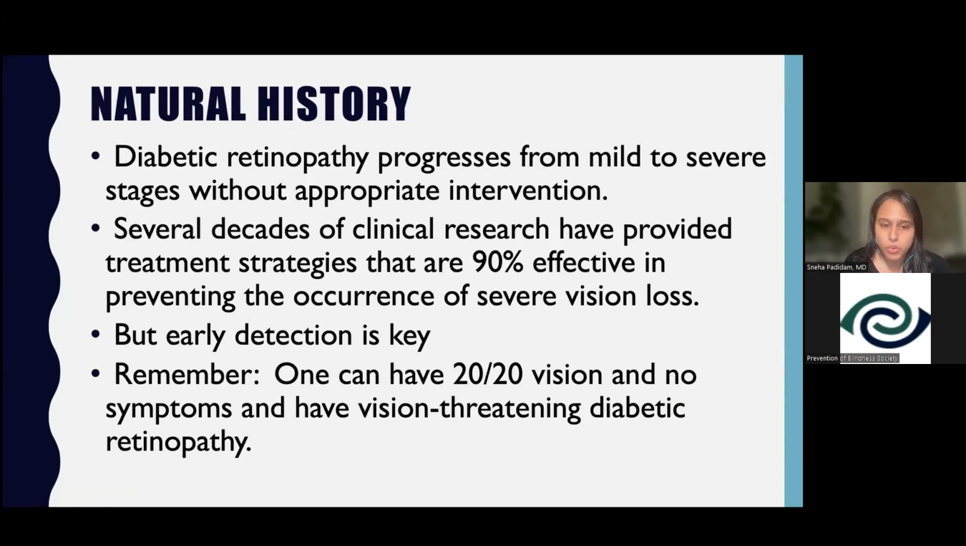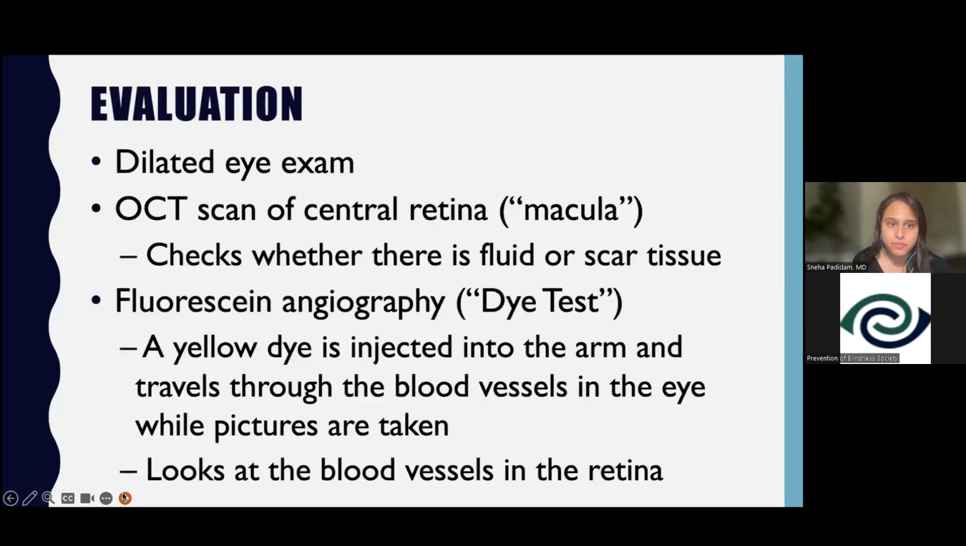Someone can have 20/20 vision and no symptoms and have vision-threatening diabetic retinopathy. Oftentimes, it can start in the peripheral vision, and people are unaware. And that is why most primary care doctors, and the recommendation is yearly dilated eye exams for anyone who has diabetes so that this can be caught and treated sooner.